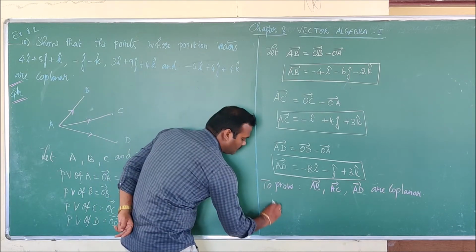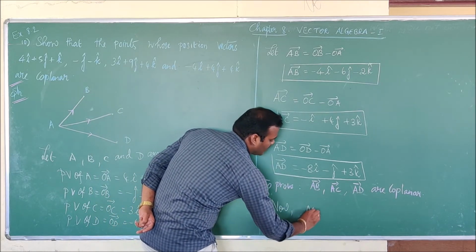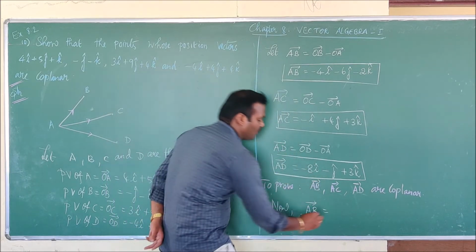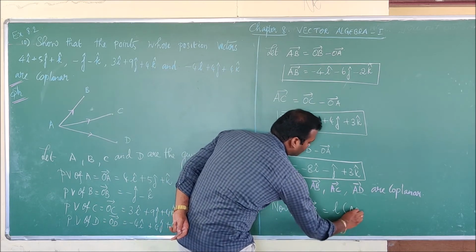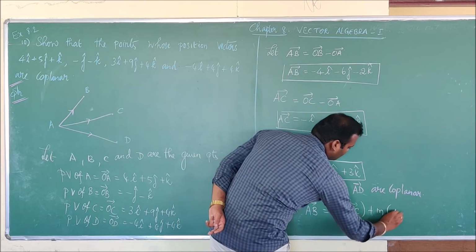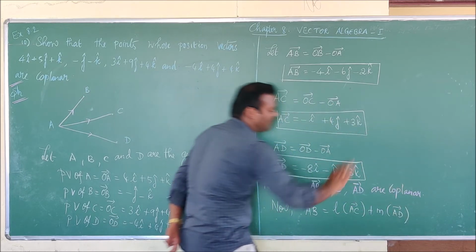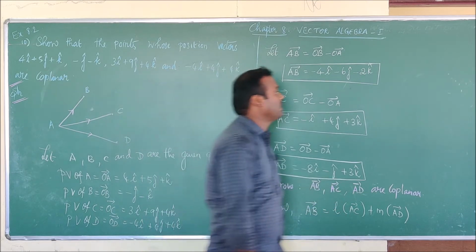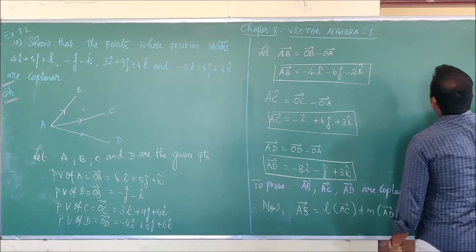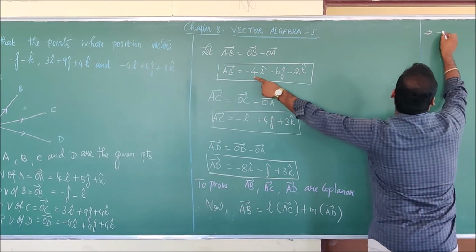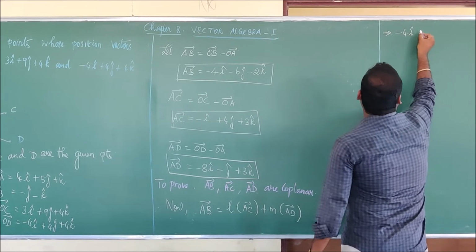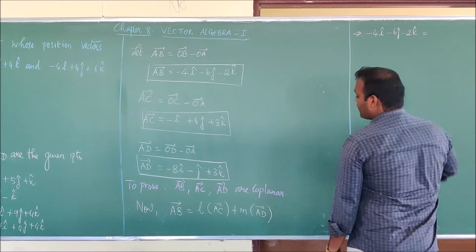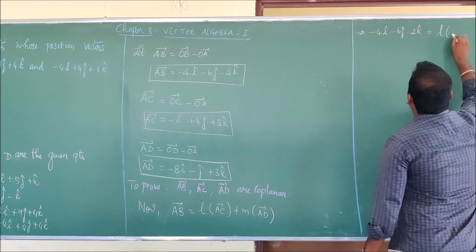Okay, so now we just write that AB vector is equal to some L and M, that is, L times AC vector plus M times AD vector. This is the concept. Now we have to substitute AB vector, AC vector and AD vector. Which implies that AB vector, which is minus 4i cap, minus 6j cap, minus 2k cap, is equal to L into AC vector.